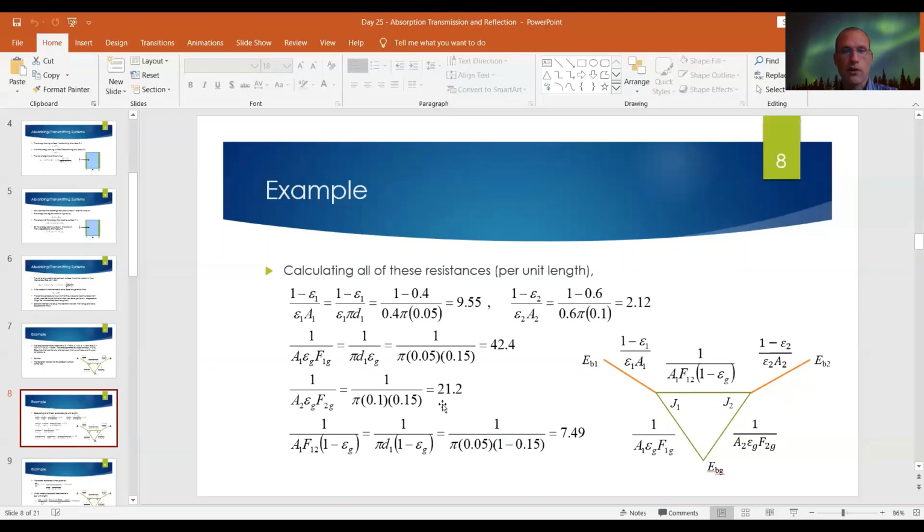Similarly for surface 2, my outer cylinder, 1 over A2 epsilon gas, F2 gas. Area is pi times d, epsilon 0.15. Again, the view factor: if I'm coming off the outer cylinder towards the inside, I have to go through the gas. So my shape factor again is 1 in that case.